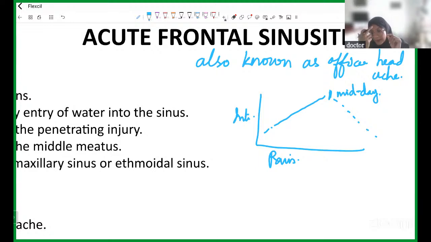And even if you tap the frontal part of the bone or the anterior wall of the frontal sinuses, these patients will complain of pain. Other than that, we have something called edema of the upper eyelid. This is because of conjunctiva and photophobia. So these patients will complain of photophobia and conjunctiva.